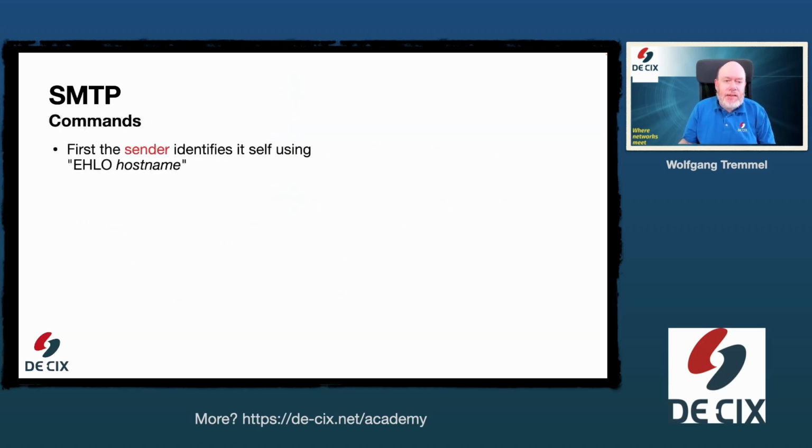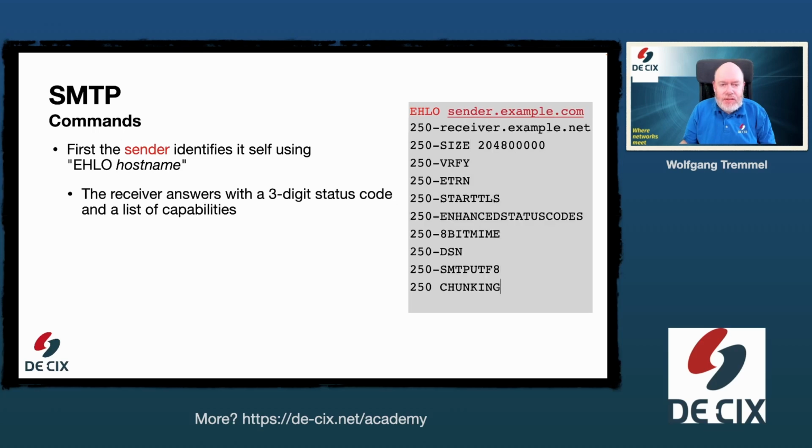At first, the sender needs to identify itself with its host name. So it sends EHLO host name, like here, and the receiver answers with a 3-digit status code and a list of its capabilities. And if you have a look at this example list, you might see that at the last line, the dash after the 250 is missing. That's basically telling the other side, well, this is the last line. Remember, it's just exchanging of text. SMTP is text-based.